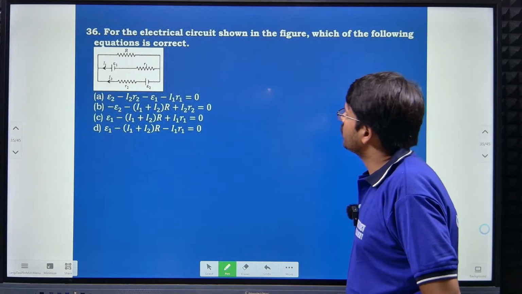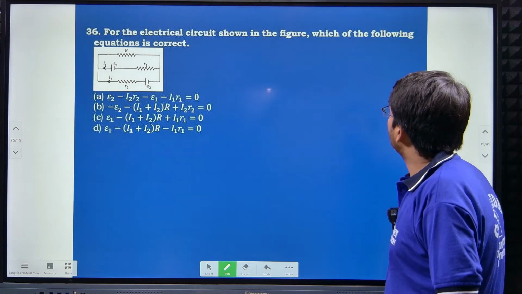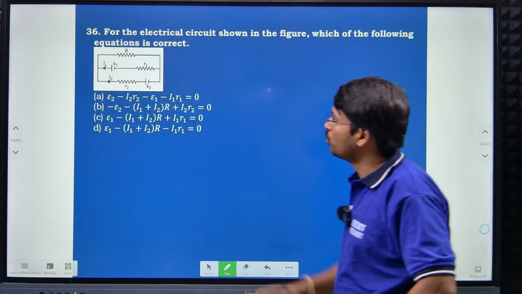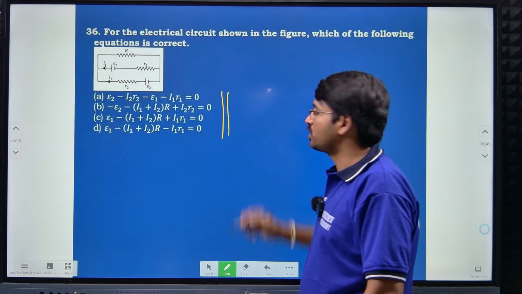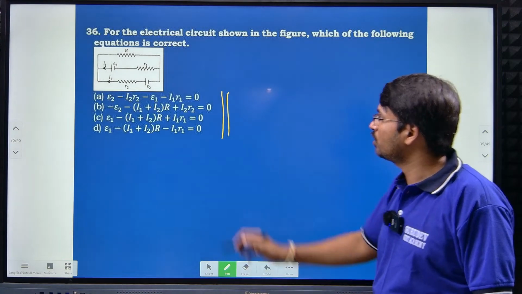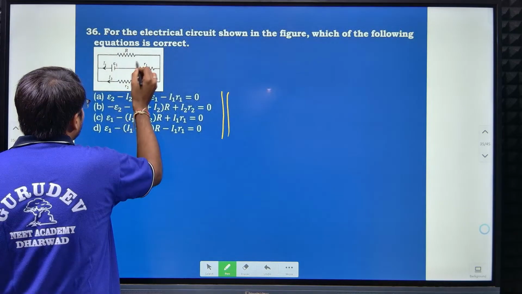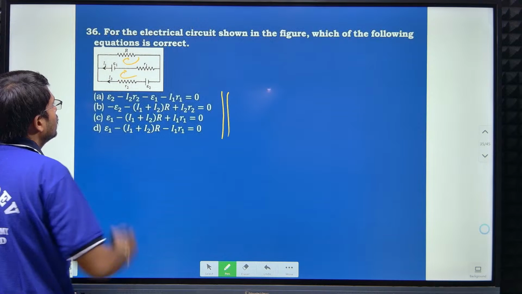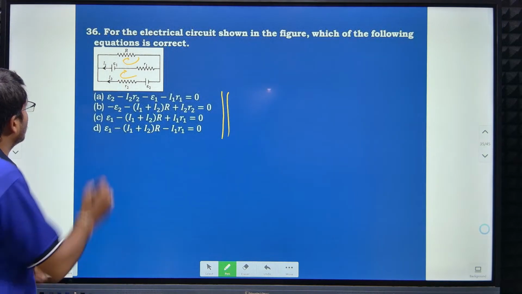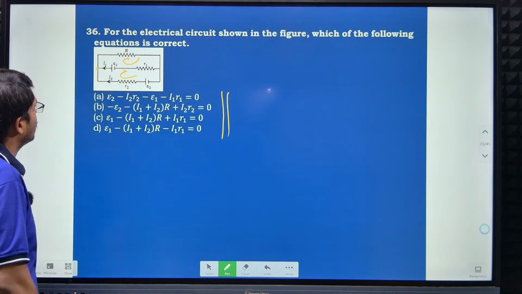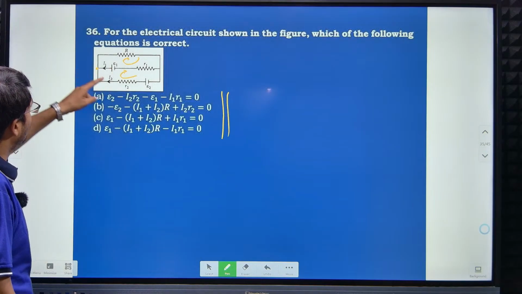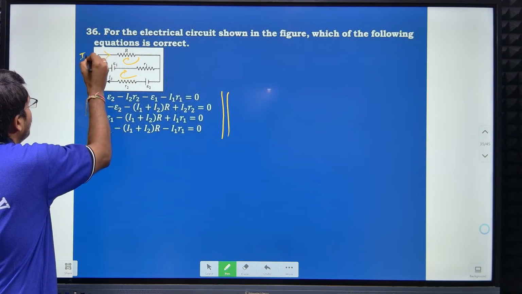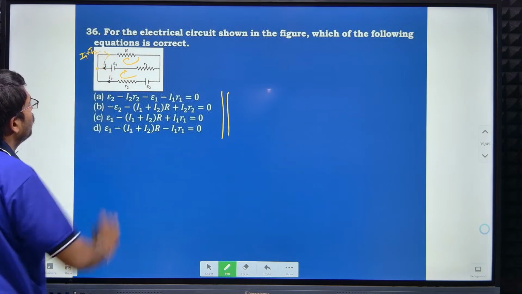Okay, next, for the electrical circuit shown in the figure, which of the following equations is correct? For this particular circuit, we have to write the equation using the second law. You can take a loop; let us say this is the first loop, and this one we can take as the second loop. If you look at this junction, what happens here? Current enters here, here also current enters, and what is the current passing through this upper branch? The current passing through the upper branch is I1 plus I2.